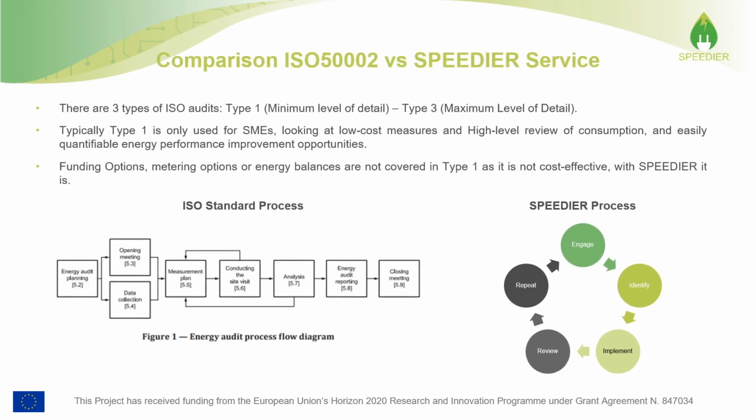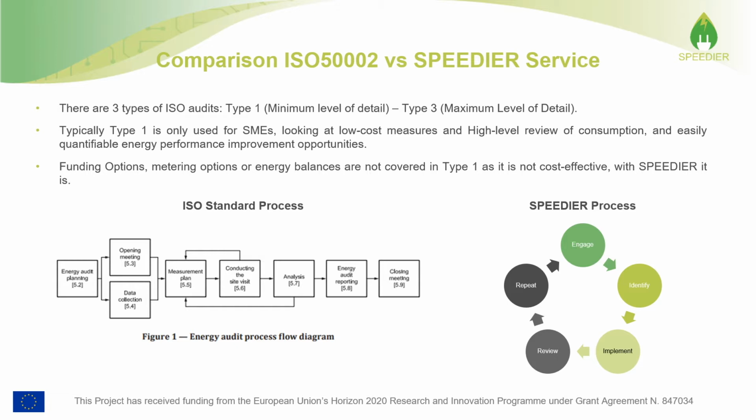Moving on, we're just going to compare the ISO 50002 versus the SPEEDIER service. Now, there are three types of ISO audits. Type 1, which is the minimum level of detail, and Type 3, which is the maximum level of detail. Typically, Type 1 is only used for SMEs as it looks at low cost measures and is a high level review of consumption. Funding options, metering options, or energy balances are not covered in Type 1 as it is not cost effective. It just shows that SMEs are only seen as a high level review rather than an in-depth look at the SME and how it works and where to save money.